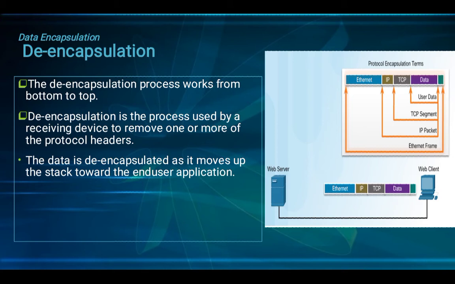Next is de-encapsulation. The de-encapsulation process works from bottom to top. De-encapsulation is the process used by a receiving device to remove one or more of the protocol headers. The data is de-encapsulated as it moves up the stack towards the end-user application.